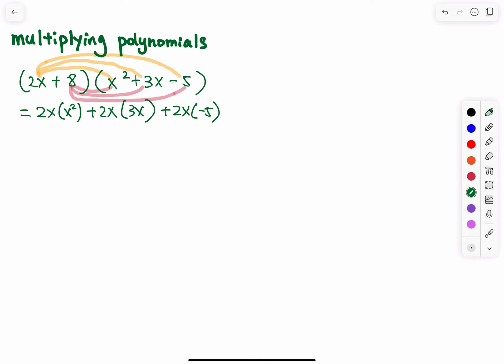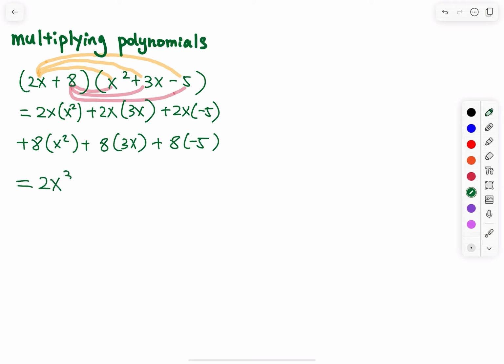If you wish, you can do this in line 2. So the work is cleaner. So 8 times x squared plus 8 times 3x plus 8 times negative 5. And then you clean that up. So 2x to the third plus 6x squared minus 10x.